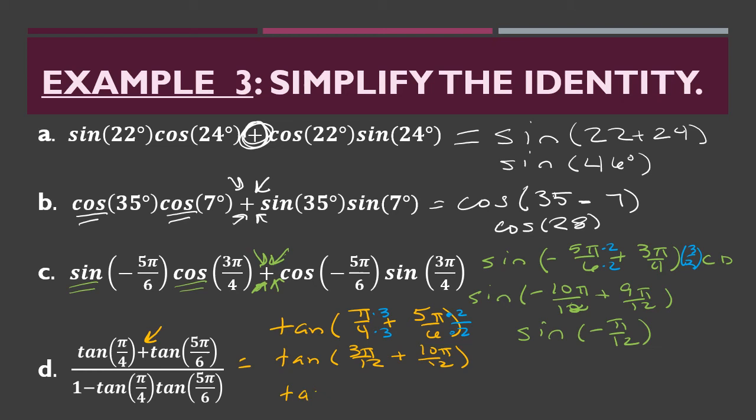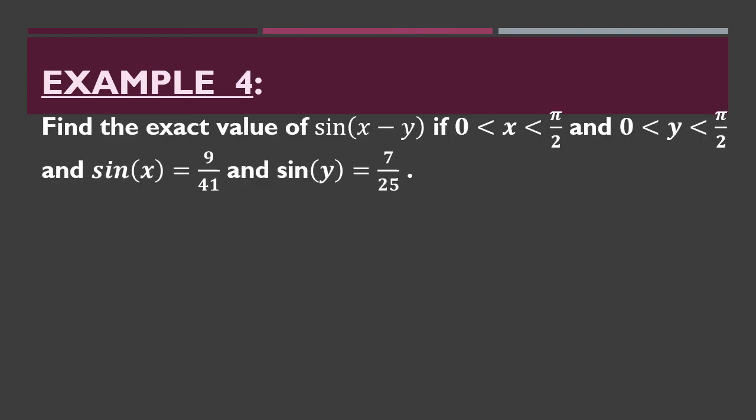And if I add those two terms together, 3 pi plus 10 pi adds up to 13 pi over 12. All right, so moving on.